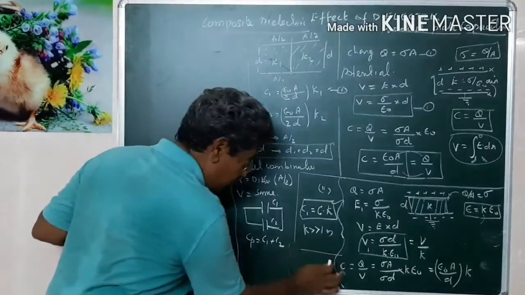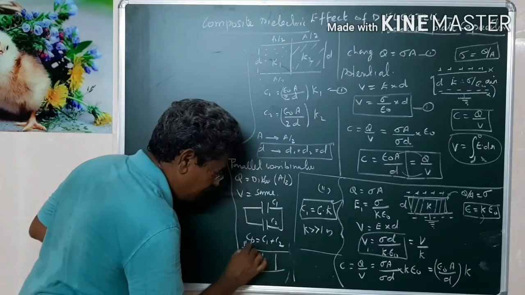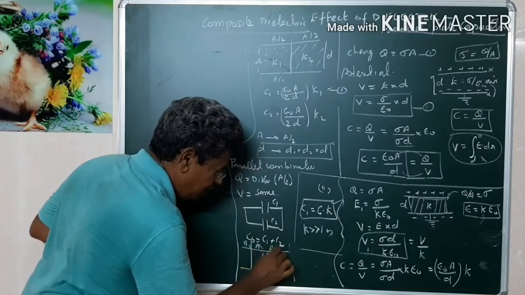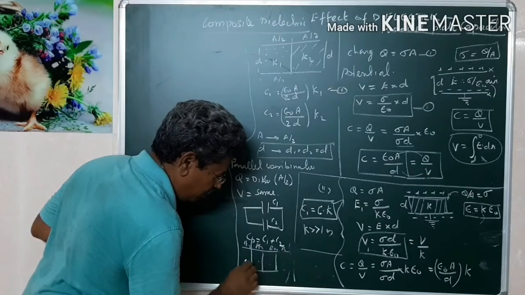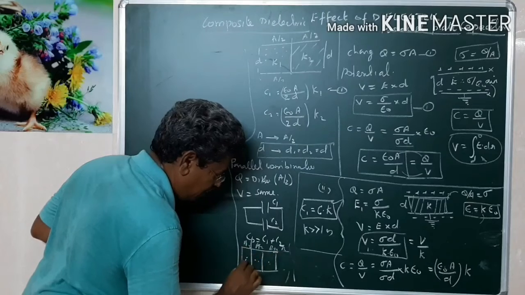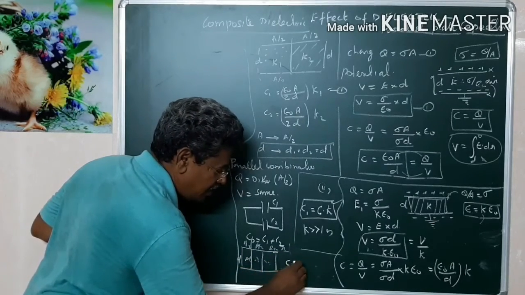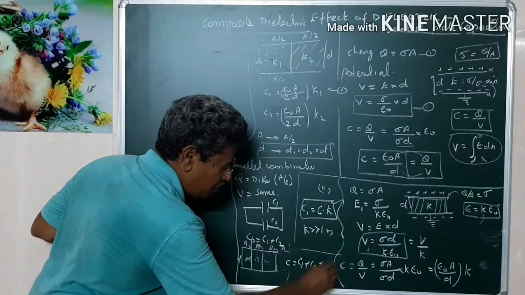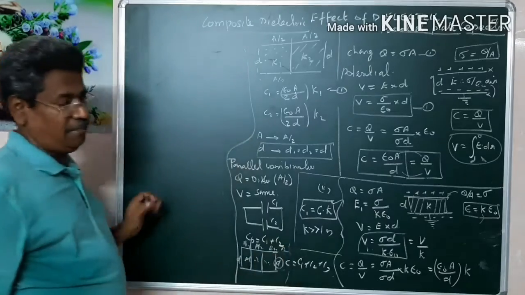Likewise, now you can imagine this. Suppose I say this is divided into three parts, A by 3, A by 3, A by 3. Each has an equal distance D, and then I can say that here C is C1 plus C2 plus C3. Whenever D does not change, it is called parallel.